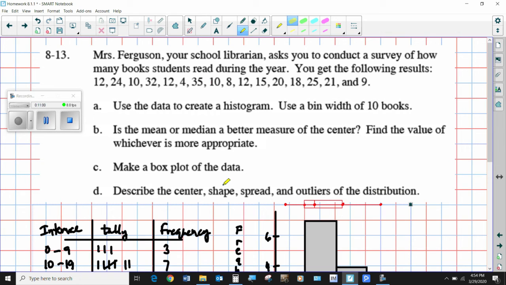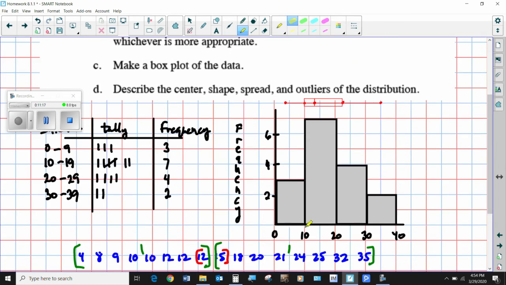We're going to create a histogram to begin with, and it says bin widths of 10. That's really important for you to understand what this means. That means that you want to count by tens. So break all of these up on your frequency table and in your histogram in groups of 10. The histogram, do you see how we're counting by tens here? That's because the bin width is counting by tens.